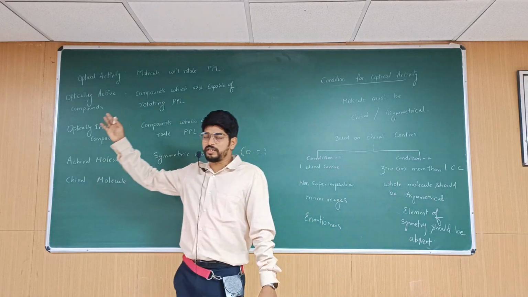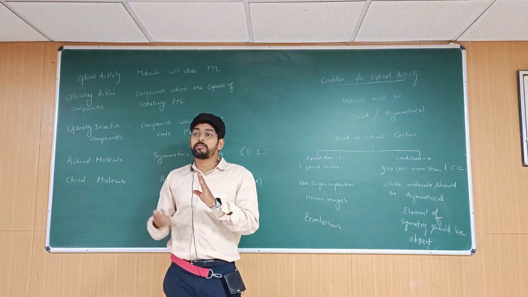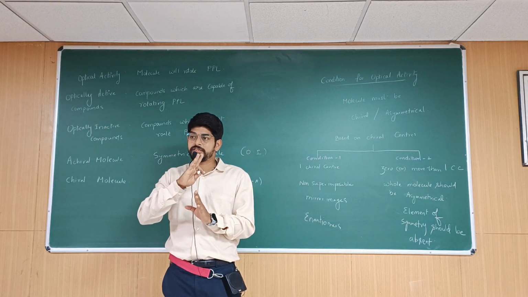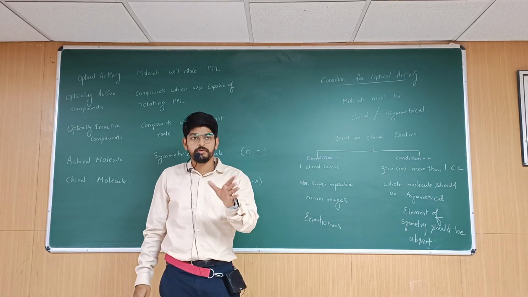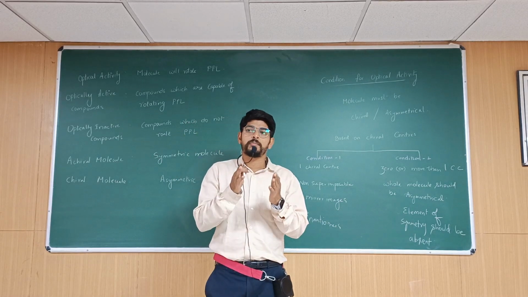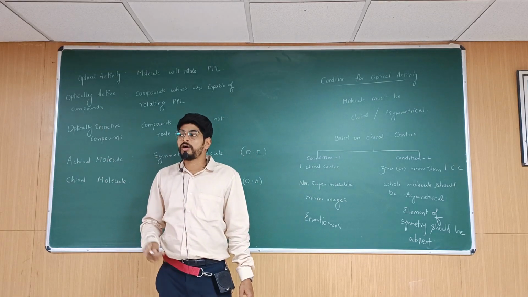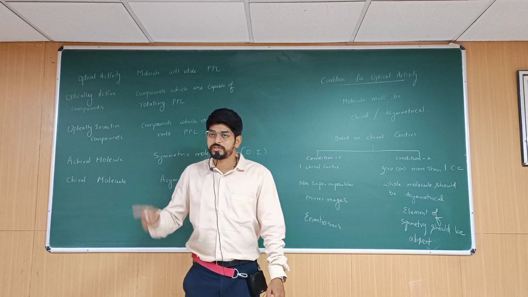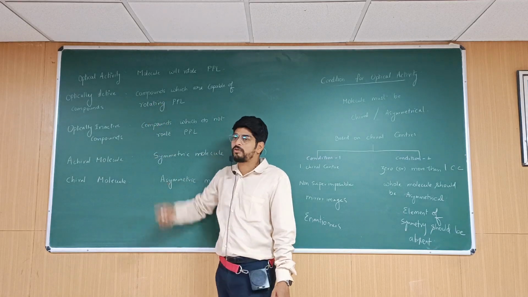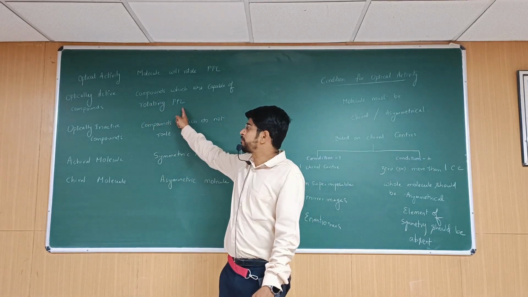What is optical activity? As we have discussed, if the plane polarized light is deflected by some angle by a molecule, then we say there is some optical activity for the molecule. And the compound or the molecule, we call it an optically active compound. So what is an optically active compound? That compound which rotates the plane polarized light.